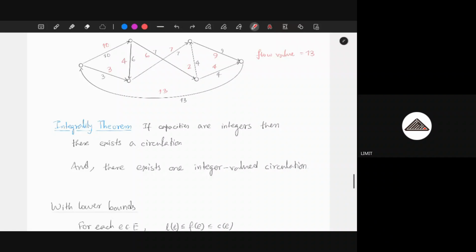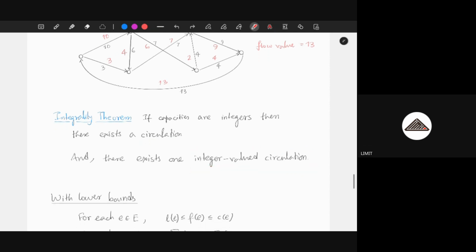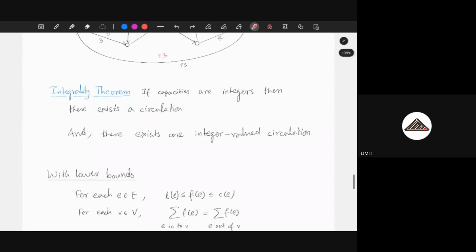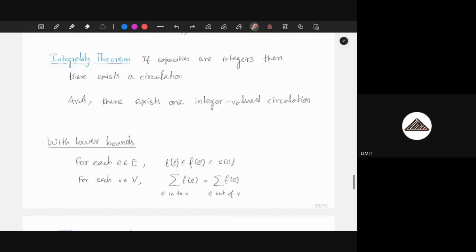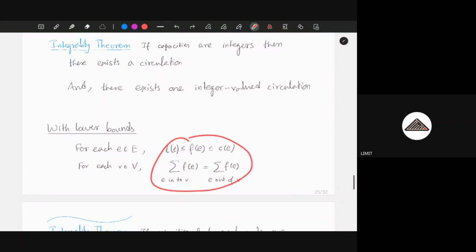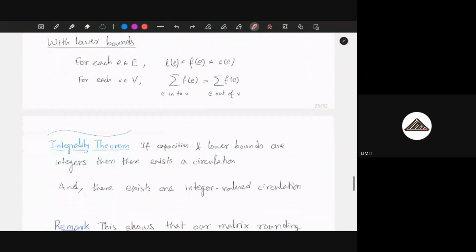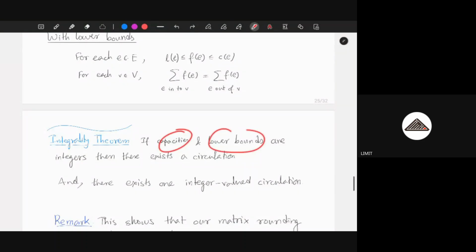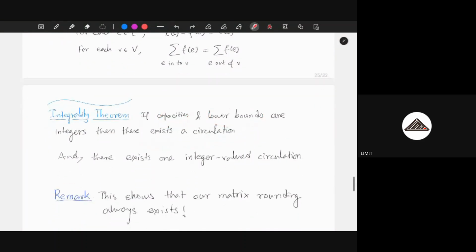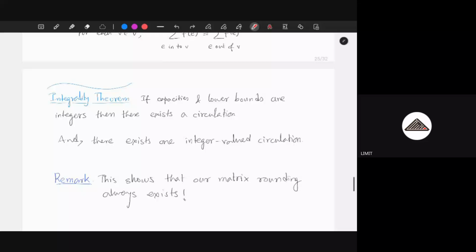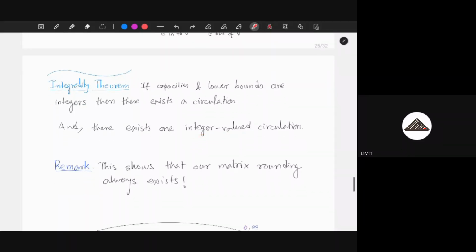There is an integrality theorem for circulation as well. If capacities are integers, then there is an integral circulation. The circulation exists, but also you can take integral values. So the maximum circulation can be integral valued. And even if you have lower bounds, that still holds. If capacities and lower bounds are integers, then there is a circulation, and that's also integral valued.